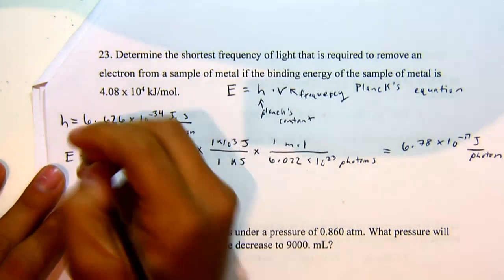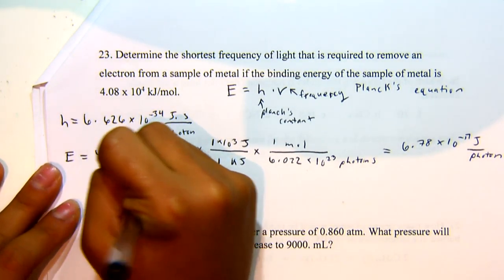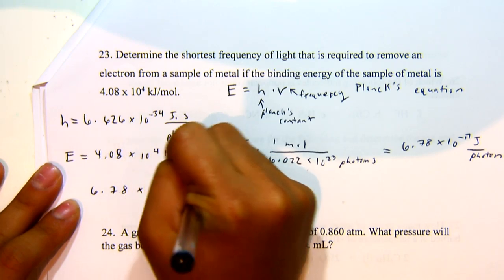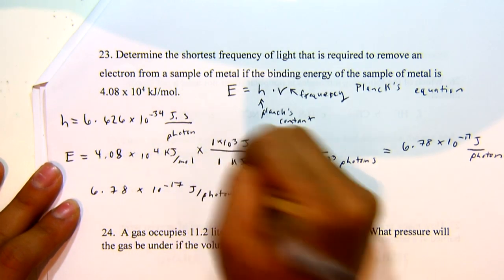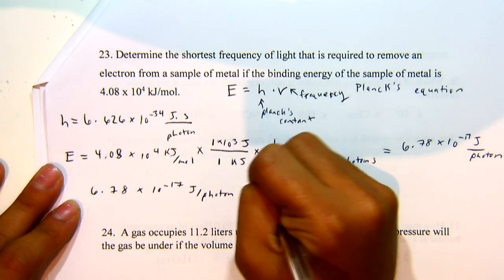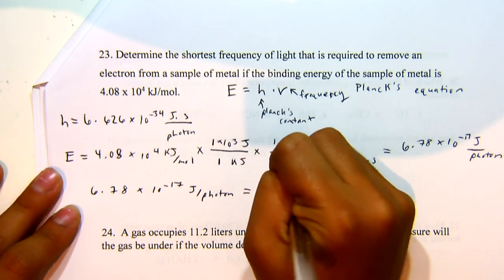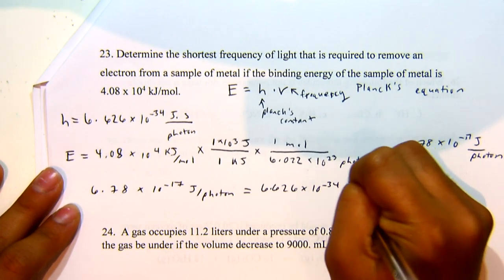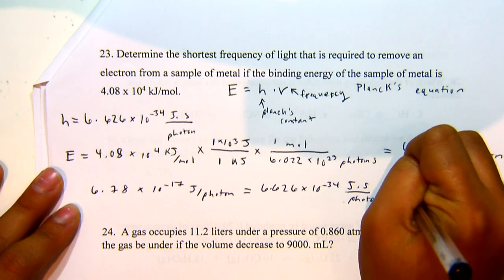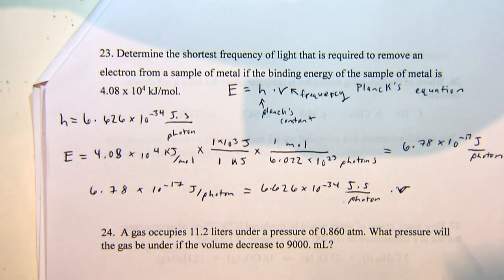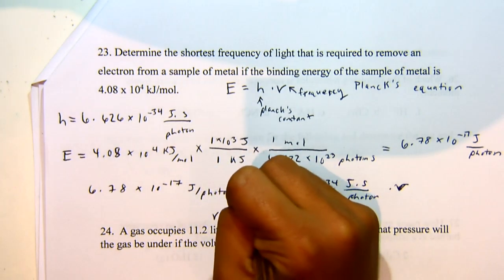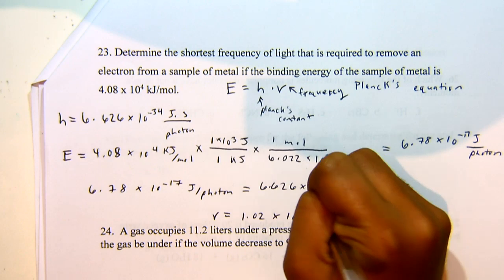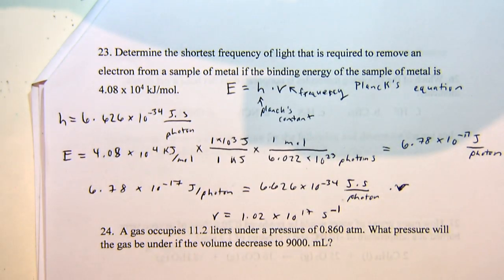So when you set 6.78 times 10 to negative 17 joules per photon, which is our energy, equal to Planck's constant, 6.626 times 10 to negative 34 joules times seconds over photon, times frequency, once you go ahead and divide that, you'll end up with a frequency of 1.02 times 10 to the 17th per second, which is one of the units for frequency that's able to be used.